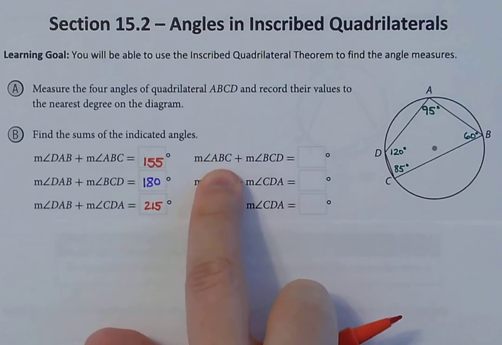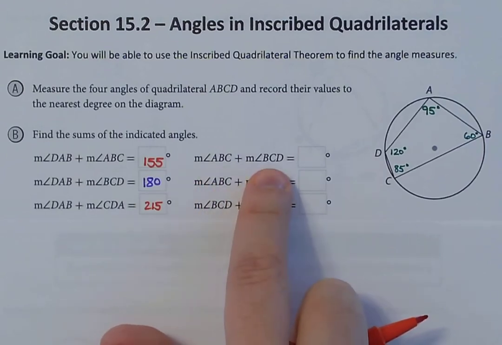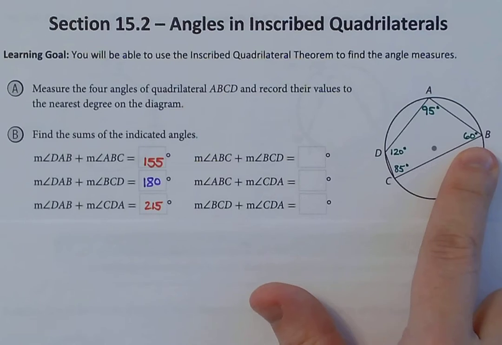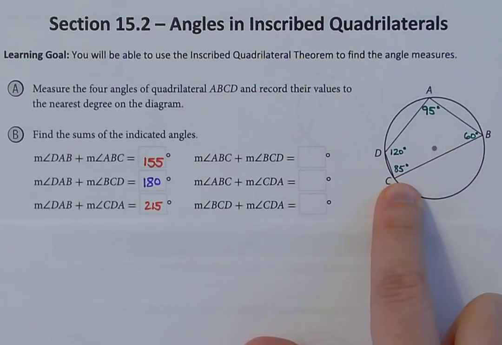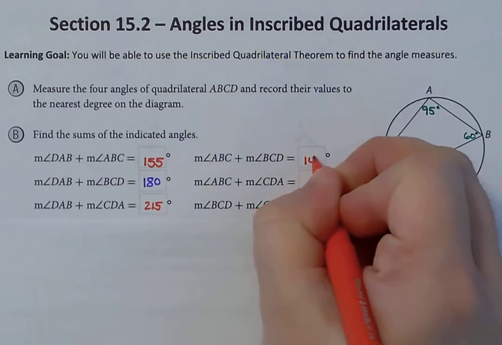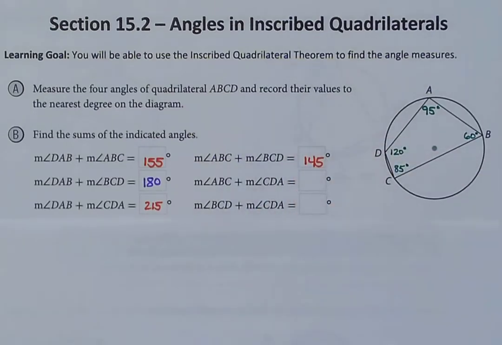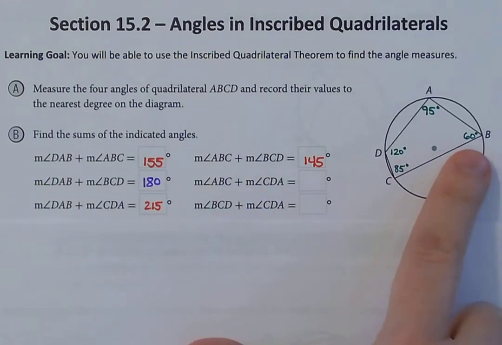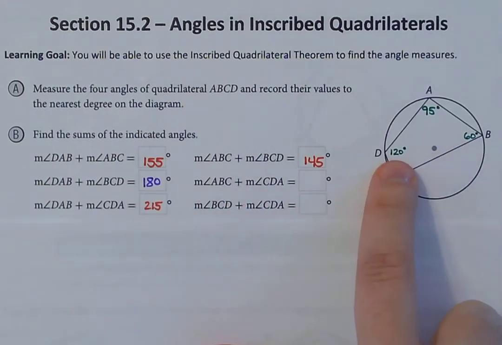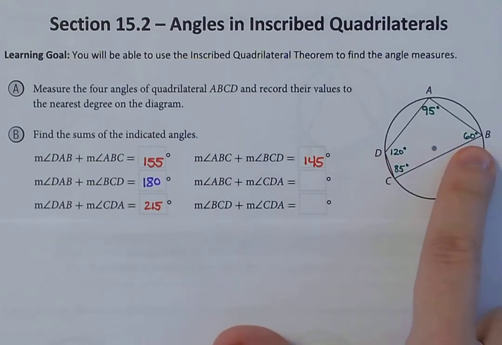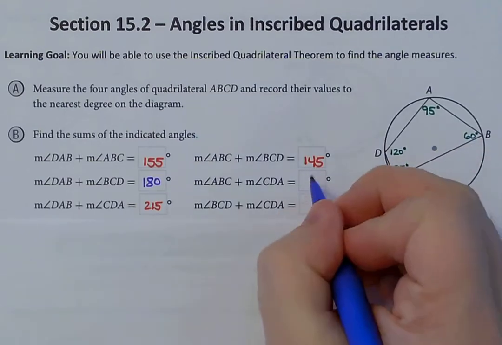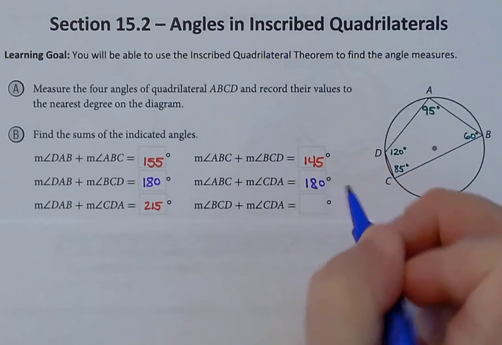For this one, they want the measure of angle B and the measure of angle C. So B is 60, C is 85. If we do 60 plus 85, we end up with 145. Next, we take a look at the measure of angle B plus the measure of angle D. B is 60 degrees, D is 120. 60 plus 120 is going to give us 180.